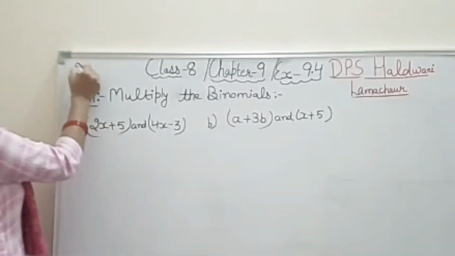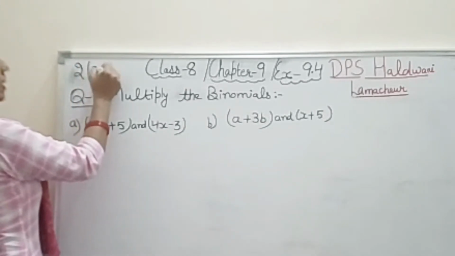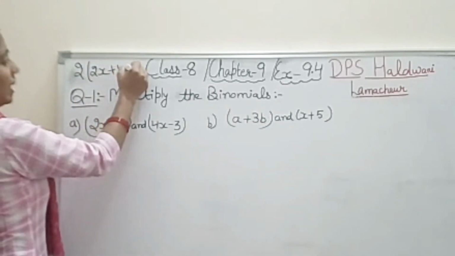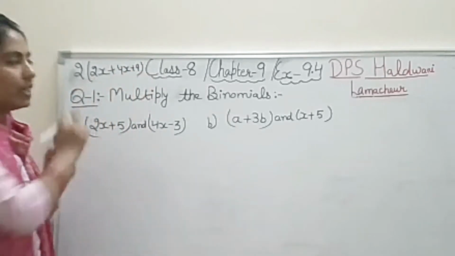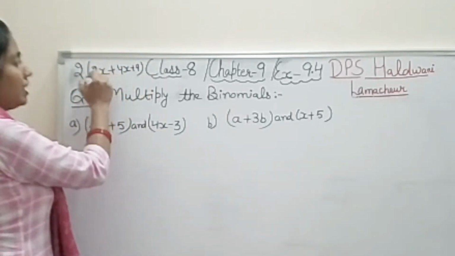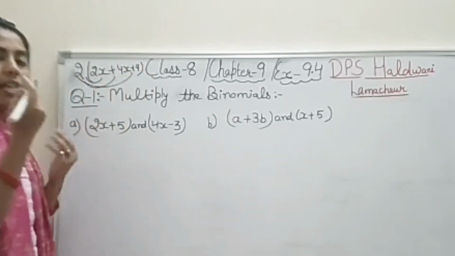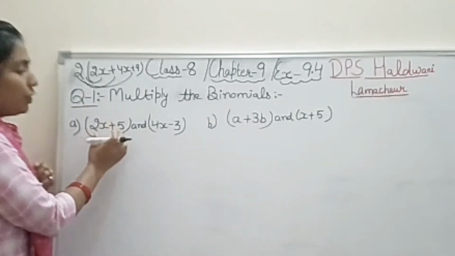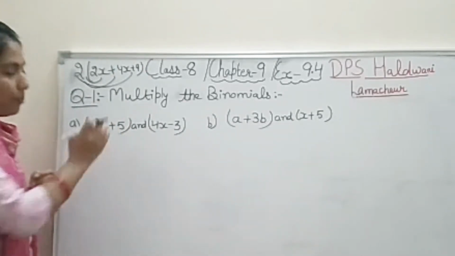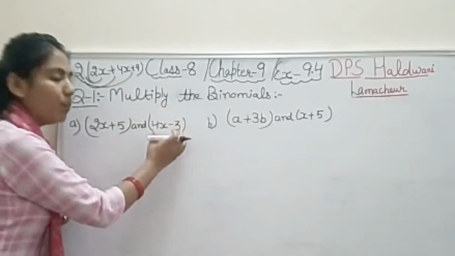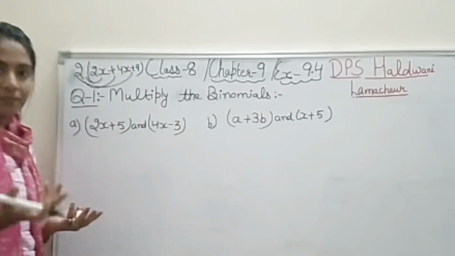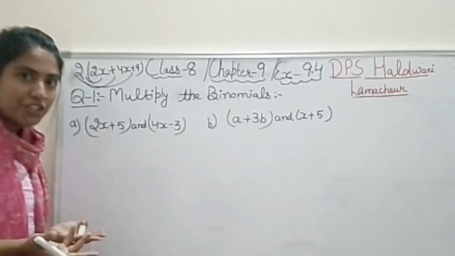Right? If you have only one term outside the bracket, it will multiply with each and every term inside. And in the same manner, if we have two terms outside, then both the terms will multiply with both the terms of the inside one. This is the basic of multiplication, right?